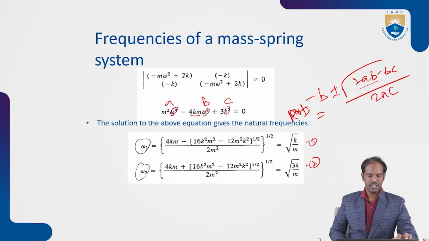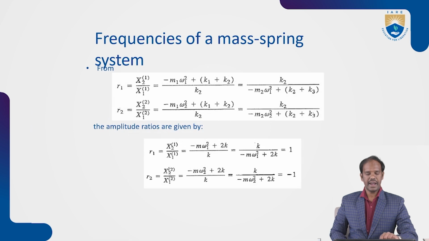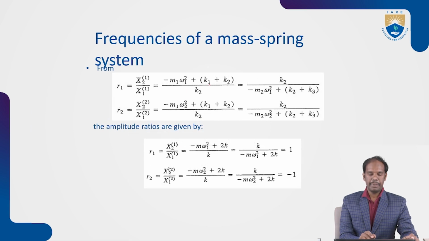Equation 1: minus m1 omega square plus k1 plus k2 by k2. We take minus k2 outside, so it becomes 1 by this one. So here it is k2 by m2 omega 1 square plus k2 plus k3. This will be equation 1, which we have taken as r1. So root 1 and root 2 will be like this.